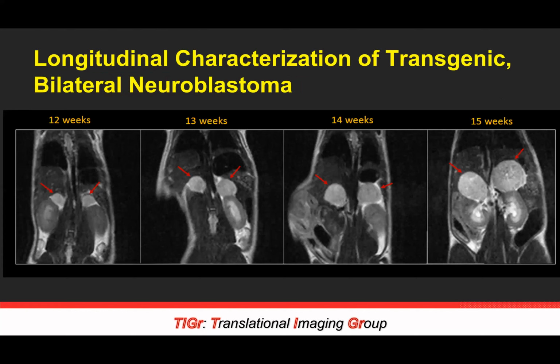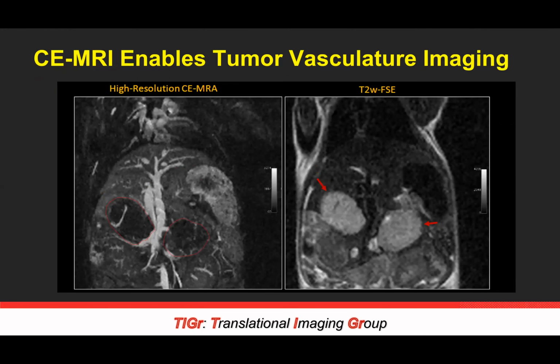We also looked at a transgenic bilateral model for neuroblastoma, a much slower developing tumor model. This one starts at about 12 weeks, and over the course of 4 weeks, you'll see just massive progression in both adrenals for the kidneys, as you can see here. This is also a very valuable model for us, as we're able to actually look at vasculature progression in the images using both magnetic resonance angiography with our liposomal gadolinium agent.